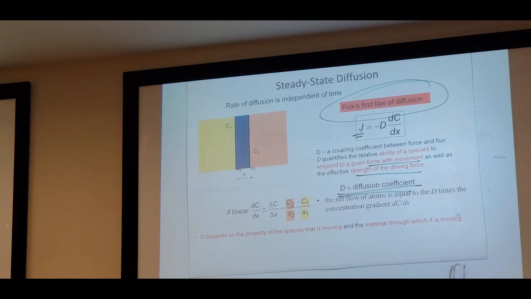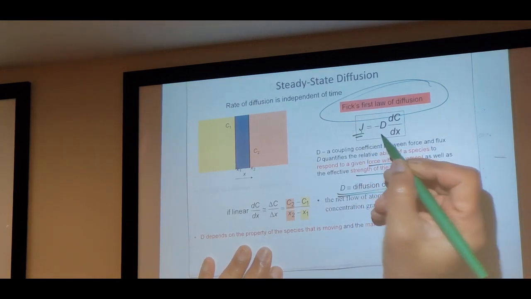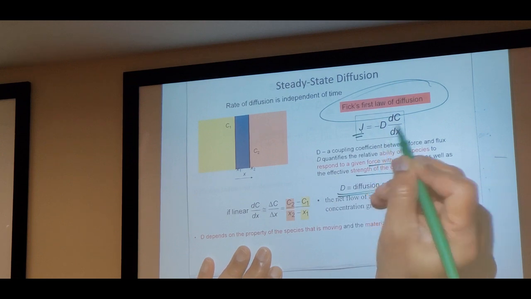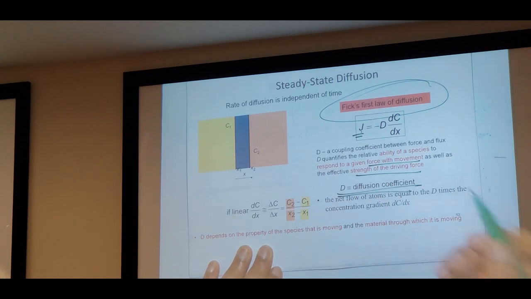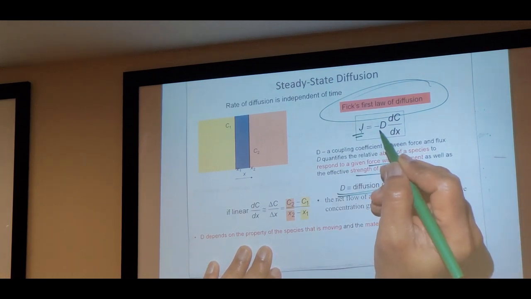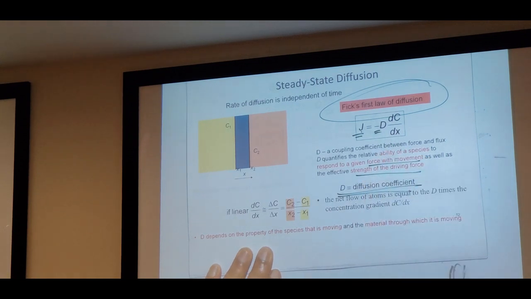So we can write it as J is equal to minus D into dC by dx. Remember, it is minus. This minus sign is basically because the flow of atoms is from high concentration to low concentration. That is the reason why there is a minus sign there. Minus D into dC by dx. So D depends on the property of the species that is moving and the material through which it is moving.